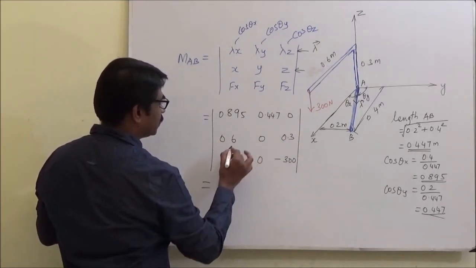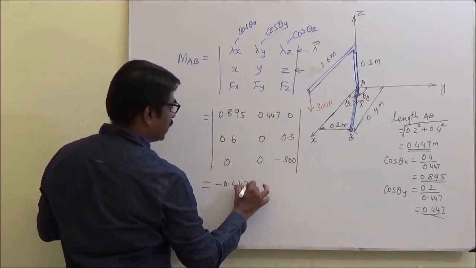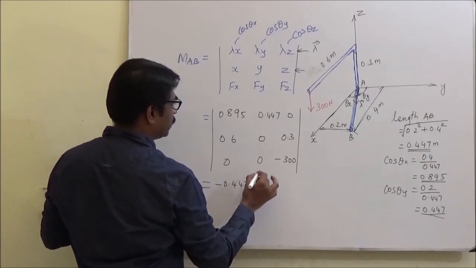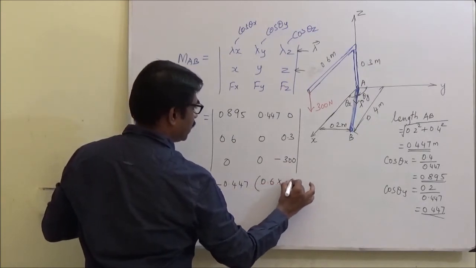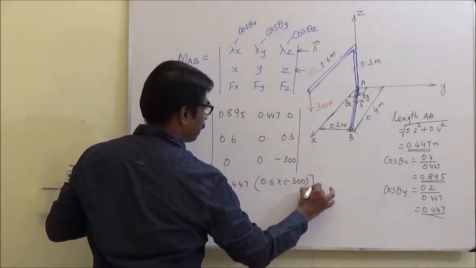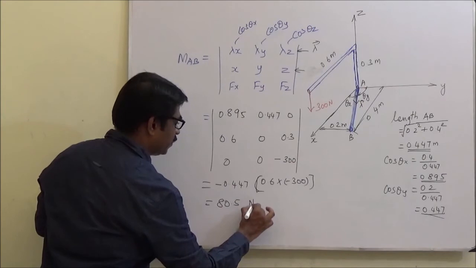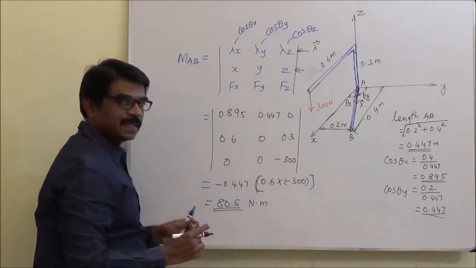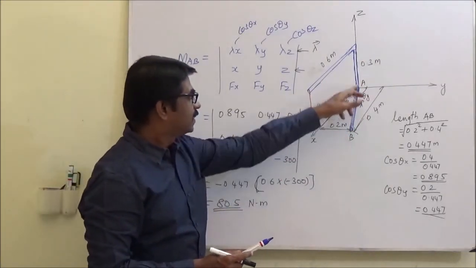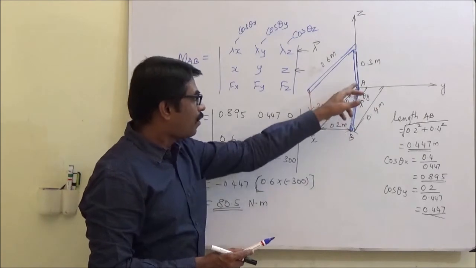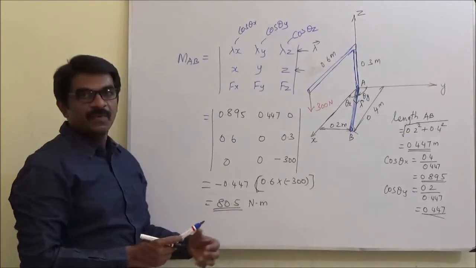This will be 0, so minus 0.447 into 0.6 into minus 300. We find 80.5 Newton meter. So it is a scalar value. So about AB, this force is producing 80.5 Newton meter.